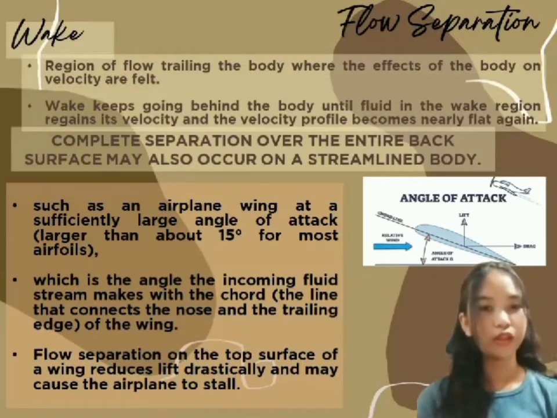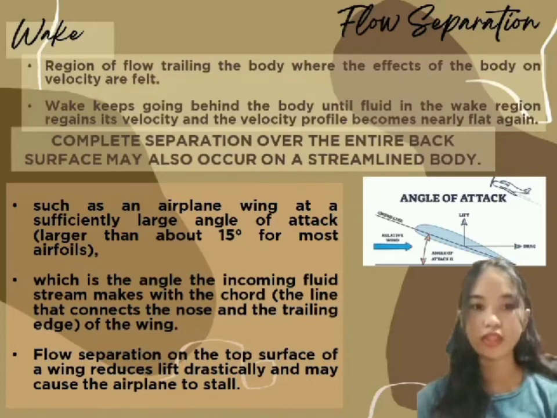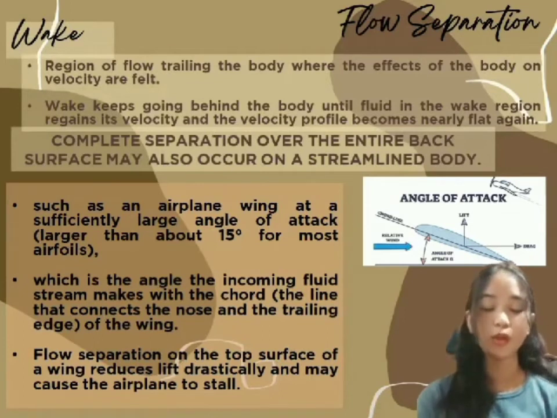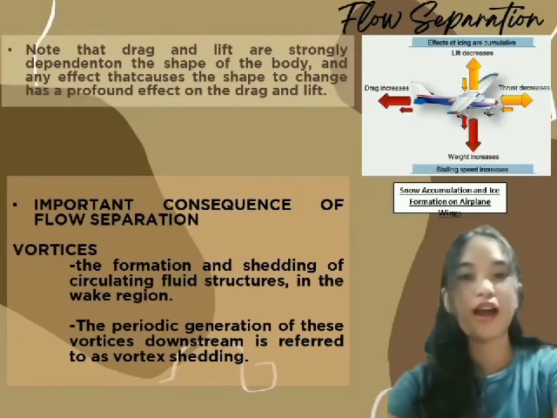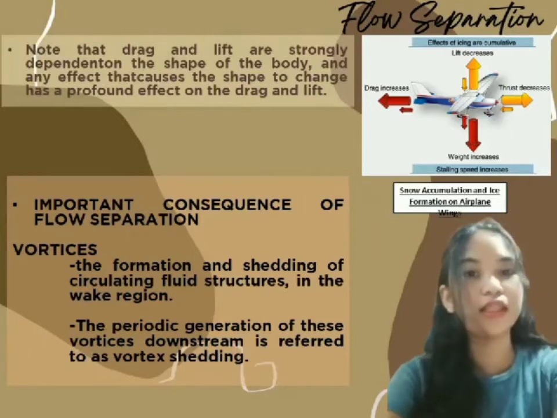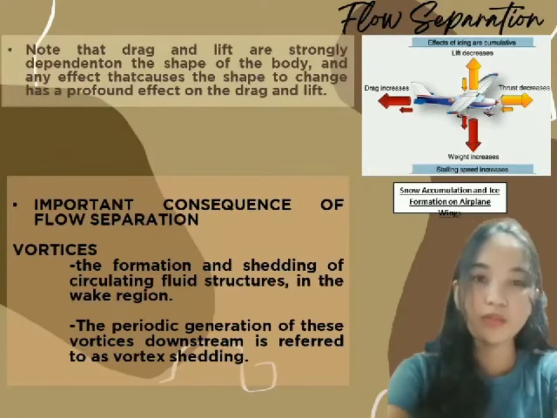Flow separation on a wing surface substantially reduces lift and raises the possibility of an airplane stall. Numerous aviation accidents and decreased efficiency in turbomachinery have been attributed to stalling. Keep in mind that lift and drag are highly correlated with the body's form, and any effect that causes the form to shift has a significant impact on drag and lift.